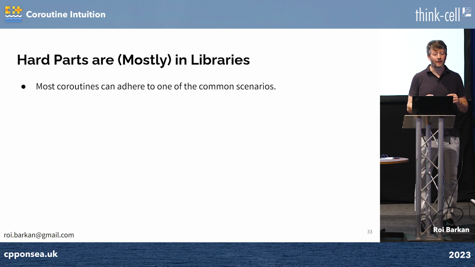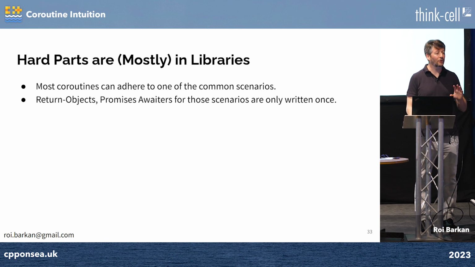Right? Most coroutines can adhere to one of the scenarios that I discussed or several other scenarios. And each of the different scenarios has their own return object, has their own promise. Each of this type or category of return objects, promises, awaiters, etc., need to be written once. And once they're written inside a library, everyone can use them. Everyone just pulls them out and writes their own coroutine. We will use the co_await and co_yield and co_return keywords quite a lot, but we will probably not need to write our own promise objects, will not need to write our own awaiters and awaitables too frequently.